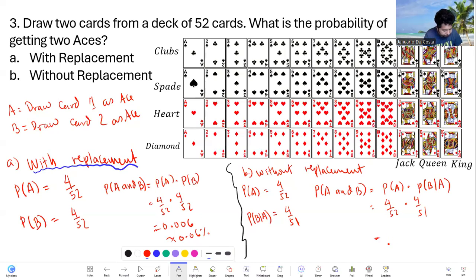So what you got here? So 0.006 is still almost the same. Yeah, approximately 0.6%, which is very, very low. Oh, this is 0.6, not 0.06. I'm wrong. Okay, so approximately 0.6%.